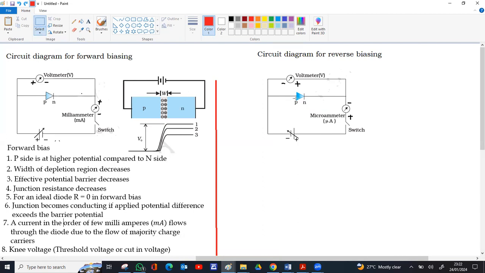Now in reverse biasing, the points will be clear if the forward biasing points are clear. The p side is connected to a lower potential compared to the n side. Last time the free electrons were pushed towards the junction, so the width was decreasing. Now the positive terminal attracts electrons away from the junction, and the negative terminal attracts holes away from the junction. The width starts increasing more than the initial width. So the potential barrier will increase because the voltages add up now.